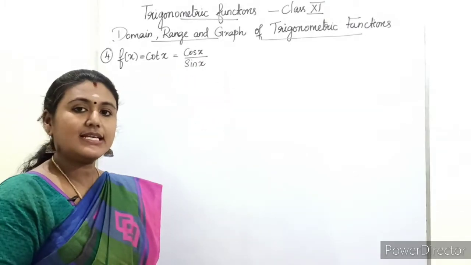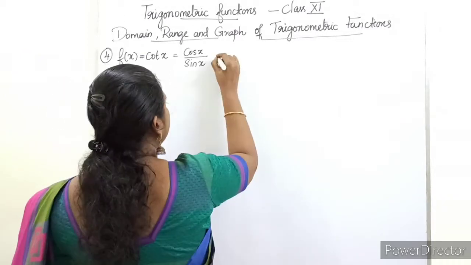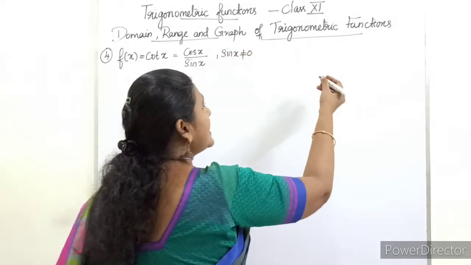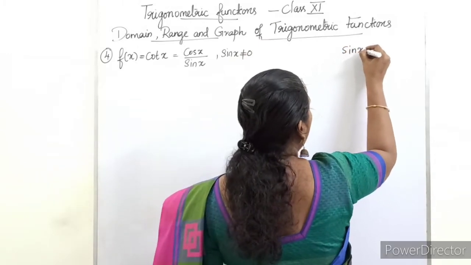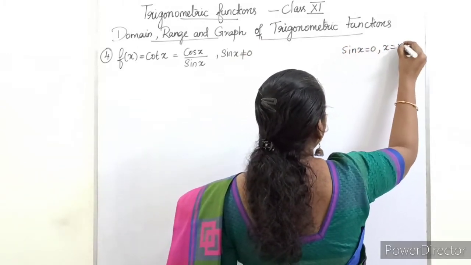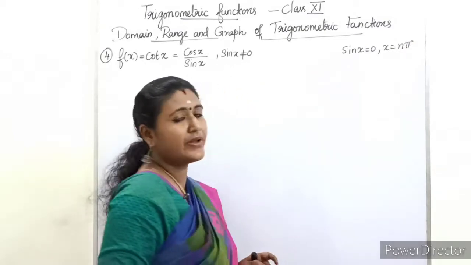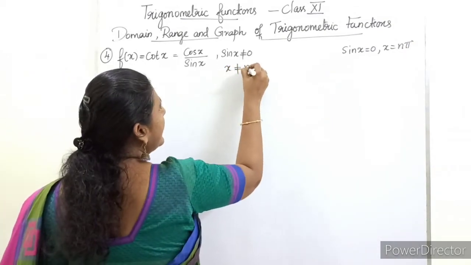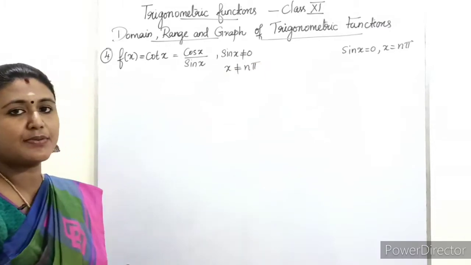So sin x should not be 0. That is the condition, sin x should not be 0. Sin x will become 0 for all the integral multiples of pi. So x should not take n pi, that is, integral multiples of pi.